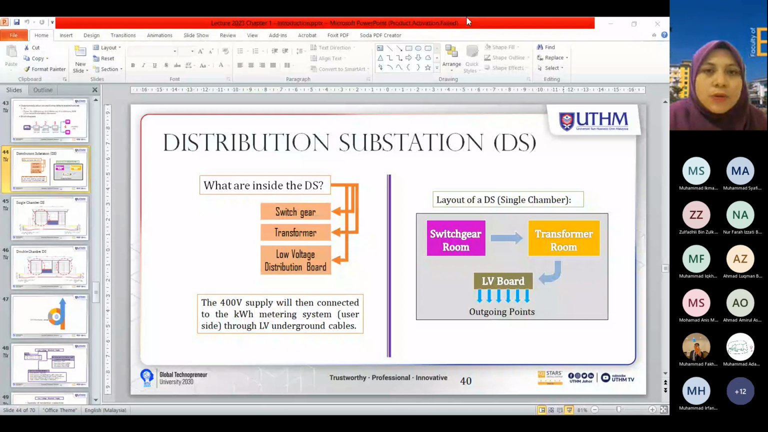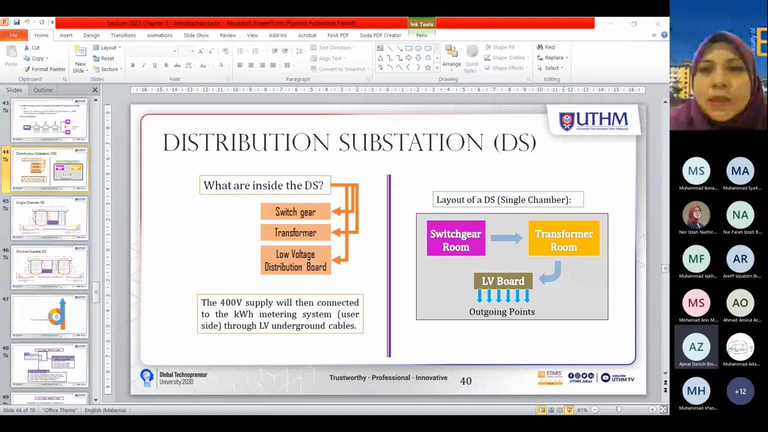Okay, so kita continue with the previous chapter. Continue sampai distribution substation kan? Betul tak? Hari tu kita stop sampai mana? Okay. So we continue with the distribution substation. Distribution substation ni apa? In Malay dia apa? Pengalihan. Yes, PE, ataupun pencawang elektrik.